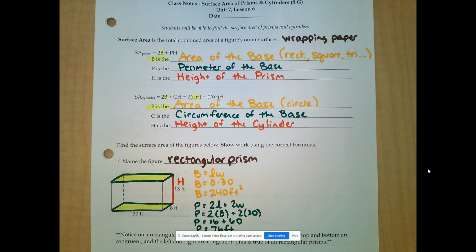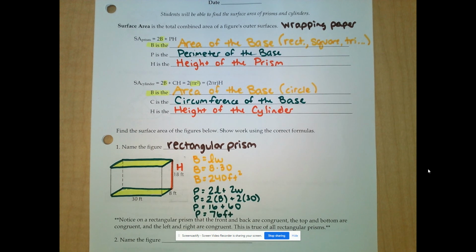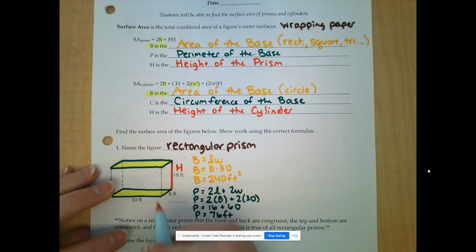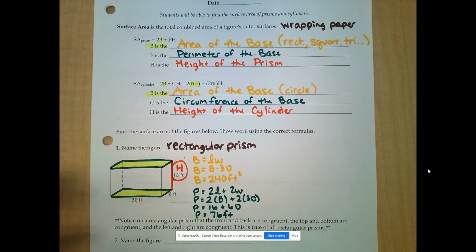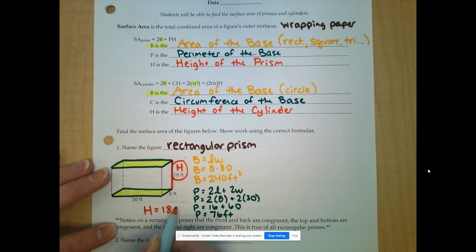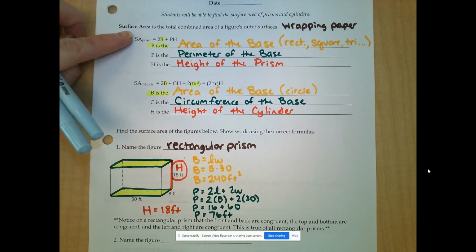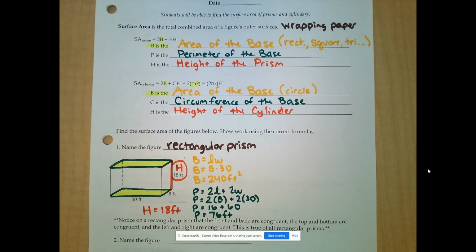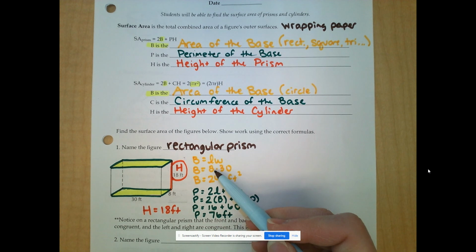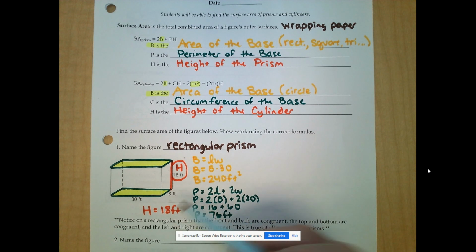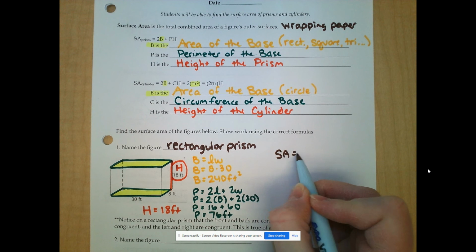The third and final piece of information that we need to collect is height, capital H, height of the prism. And that one is right there, 18 feet. Don't need to do anything except identify it. If you want to, we can say H equals 18 feet so that we have numbers to pull. Now, there was a formula, right, for surface area of a prism. In order to use that formula, we needed area of the base, perimeter of the base, and height of the prism. We've got all those things.